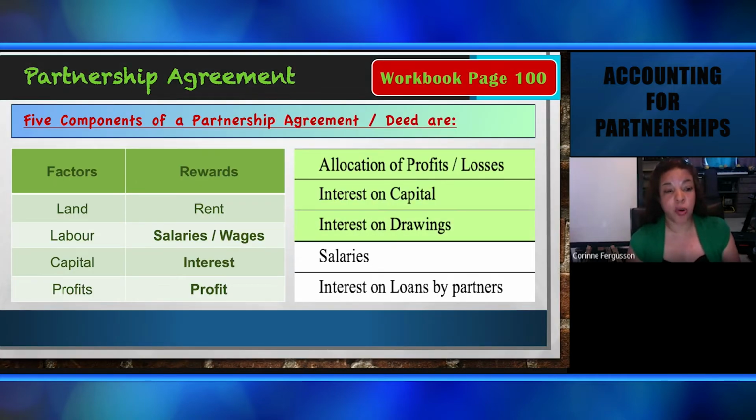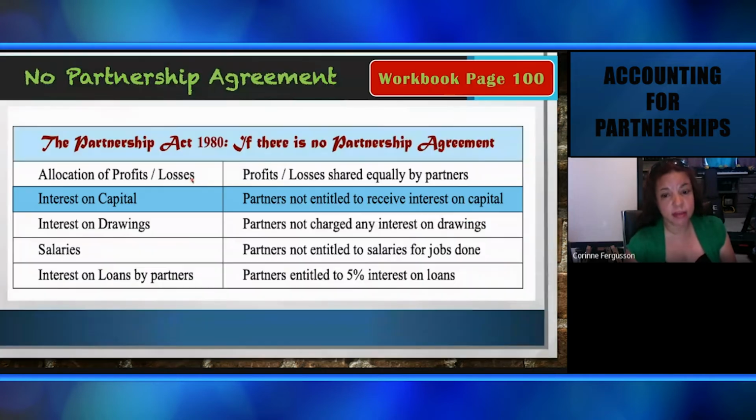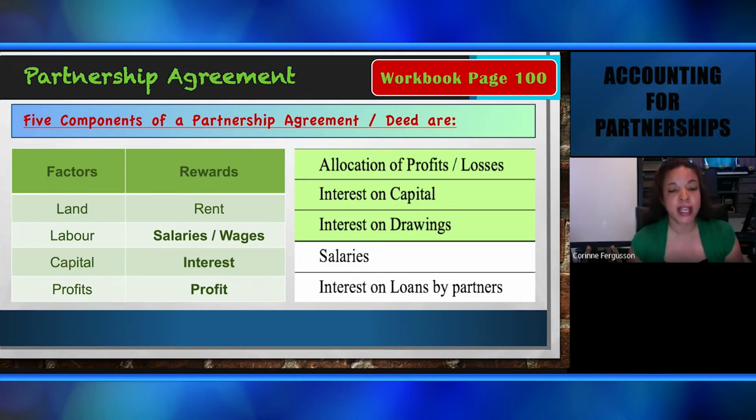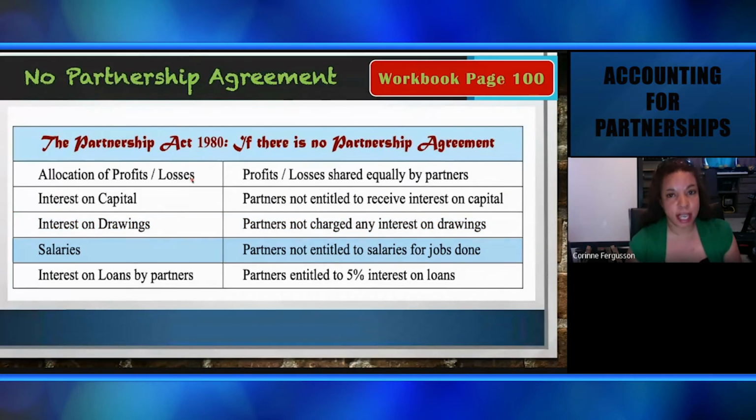Same thing for interest on drawings. It's the same thing. Once you don't have it in writing, nada, nothing. Yeah, right? Nada. No. Okay, good. Salaries, same thing.